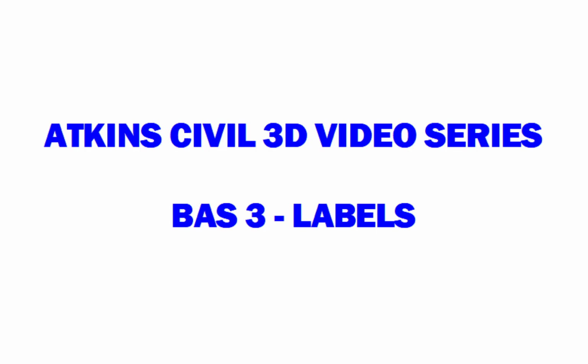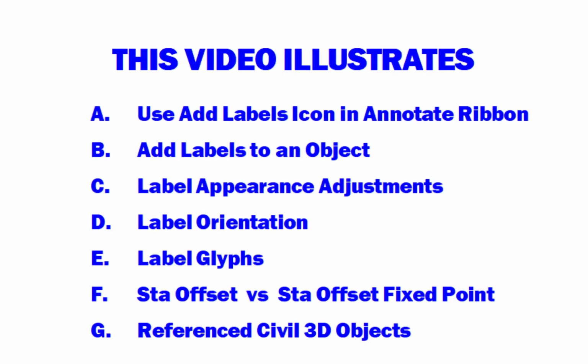Atkins Civil 3D video series, Base 3, Labels. This video illustrates: A. Use Add Labels icon in Annotate ribbon. B. Add labels to an object. C. Label appearance adjustments. D. Label orientation. E. Label glyphs. F. Station offset versus station offset fixed point. And G. Reference Civil 3D objects.